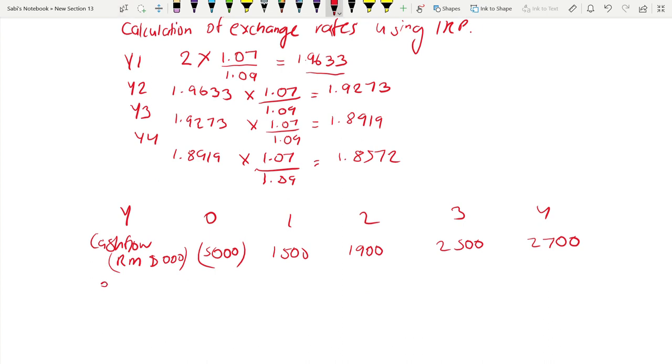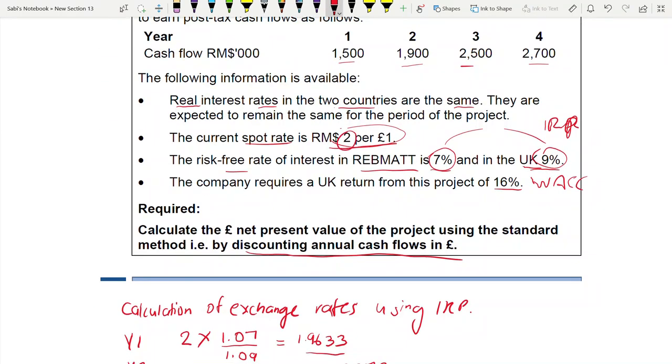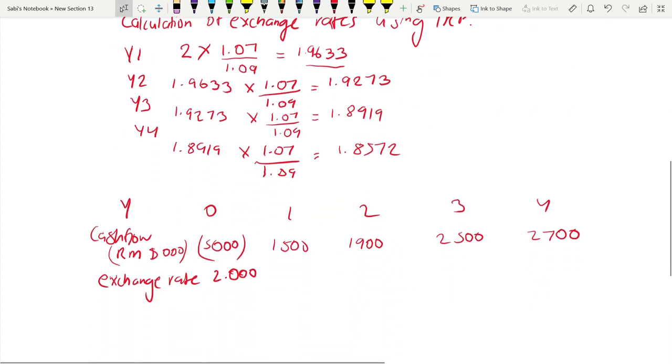Now, what else? Exchange rate. Because you have been given only one cash flow, there's no inflow, outflow, nothing else. So just use the exchange rate. In this case, it will be 2. Why 2? That is the opening rate, which is already given to you. That is the current spot rate. That means for year 0 also, it will be the spot rate. Remember, in year 0 you don't discount, but the exchange rate does apply in year 0 also. It is only the discount rate that does not apply in year 0. So do not get confused.